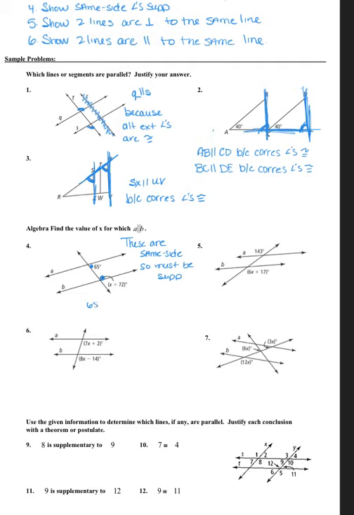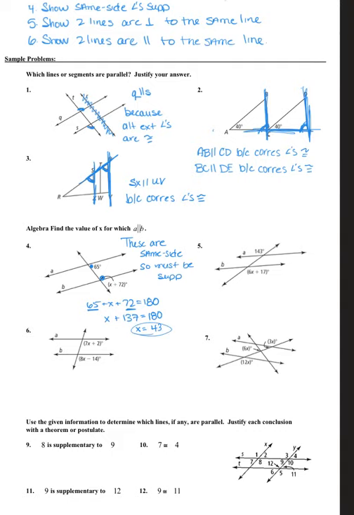So 65 plus X plus 72 has to equal 180 degrees. We're going to combine those like terms, so we get X plus 137 equals 180. Subtract 137 from both sides, and we get X equals 43.